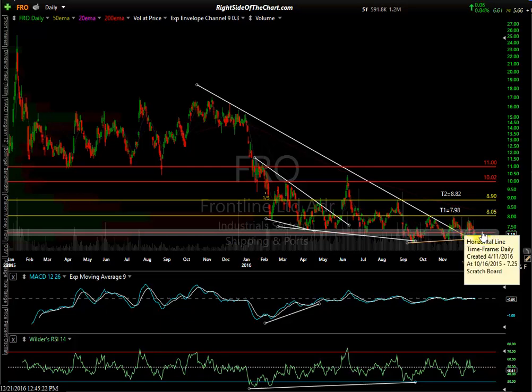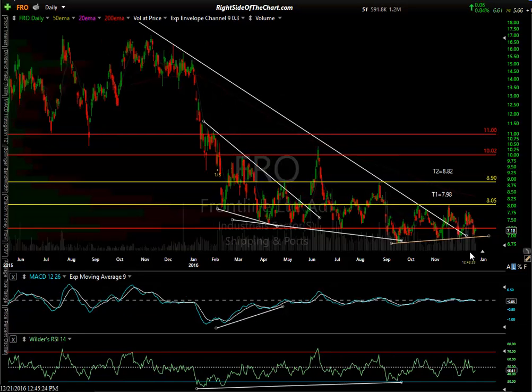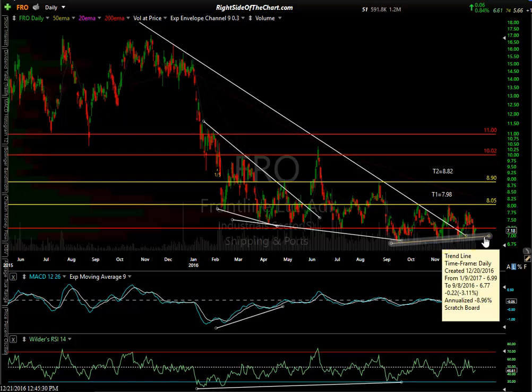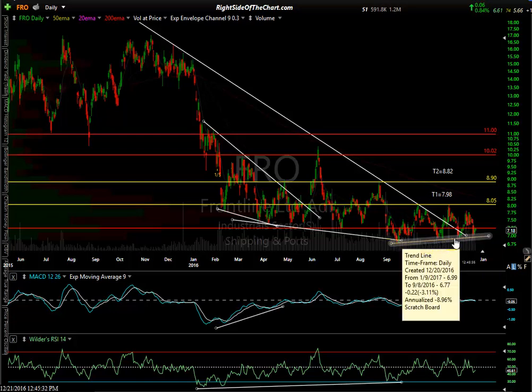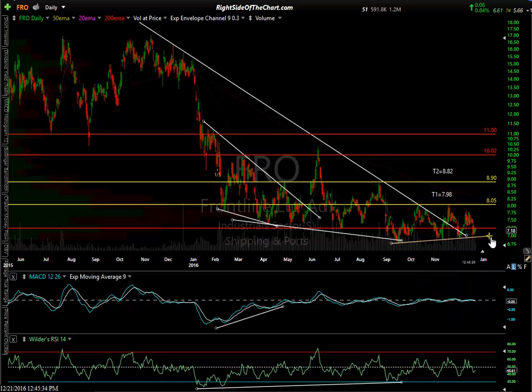This red line here was a suggested stop. But for those of you still in it, this is the level I'm watching. And I still have a small position in this one. You can see this uptrend line right here off the lows, quite a few reactions so far. That's the support level to watch.